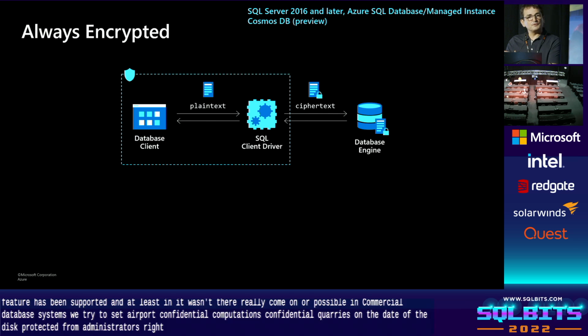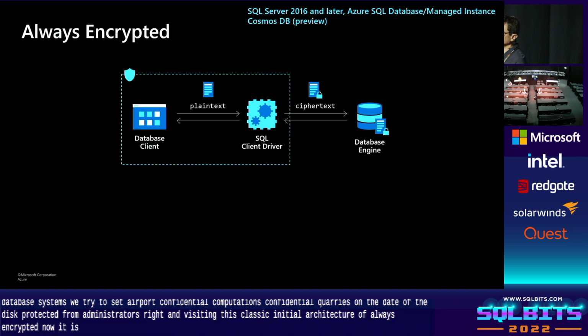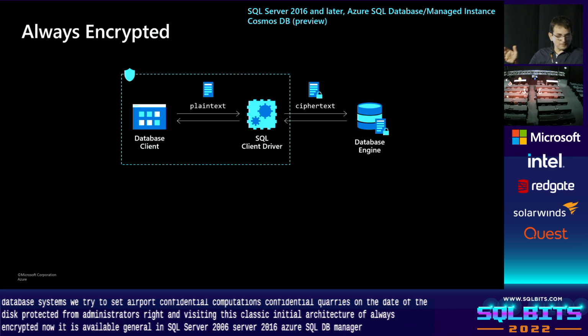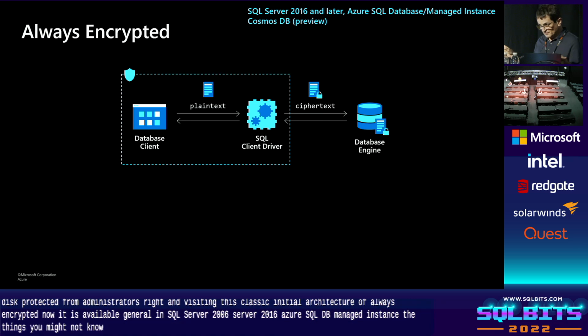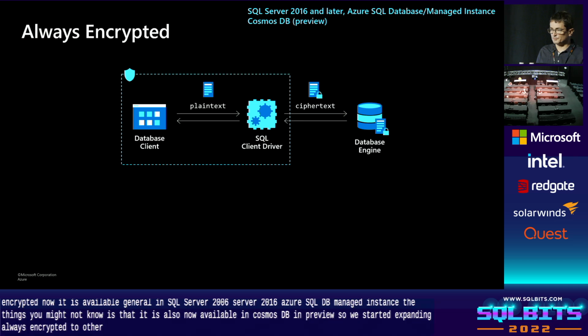Revisiting the classic initial architecture of Always Encrypted, it is now generally available in SQL Server since SQL Server 2016, and in Azure SQL DB and managed instance. The thing you might not know is that it is also now available in Cosmos DB in preview. So we started expanding Always Encrypted to other data platform products and services beyond SQL as well.